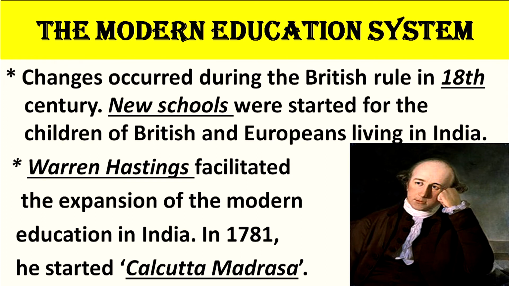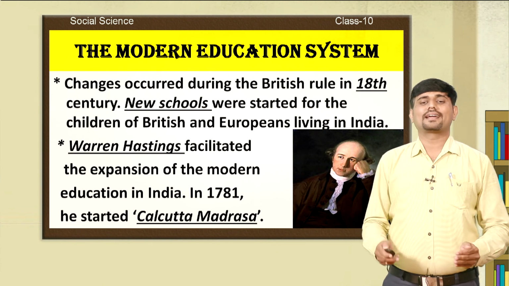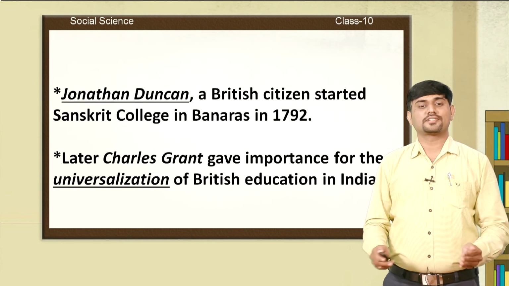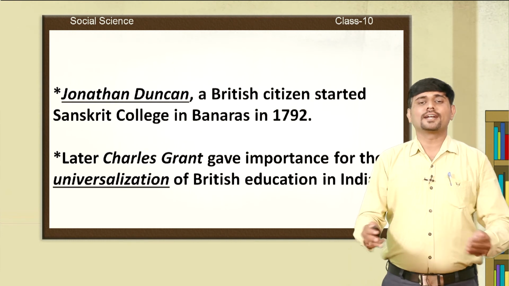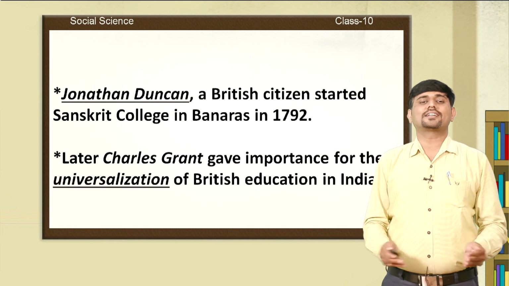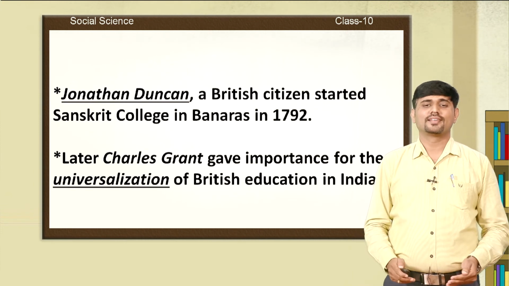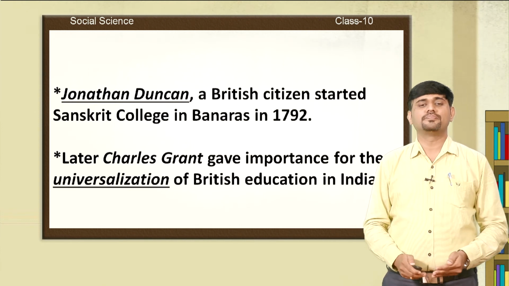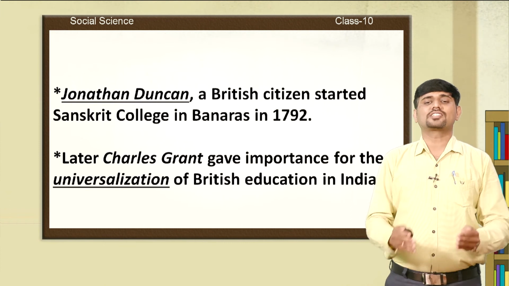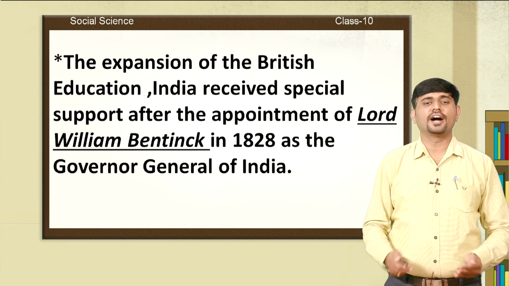Warren Hastings facilitated the expansion of modern education in India. In 1781, he started the Calcutta Madrasa for the first time. Later on, Jonathan Duncan, a British citizen, started Sanskrit College in Banaras in the year 1792. Another milestone in the development of the education system. Later, Charles Grant gave importance to the universalization of British education in India.